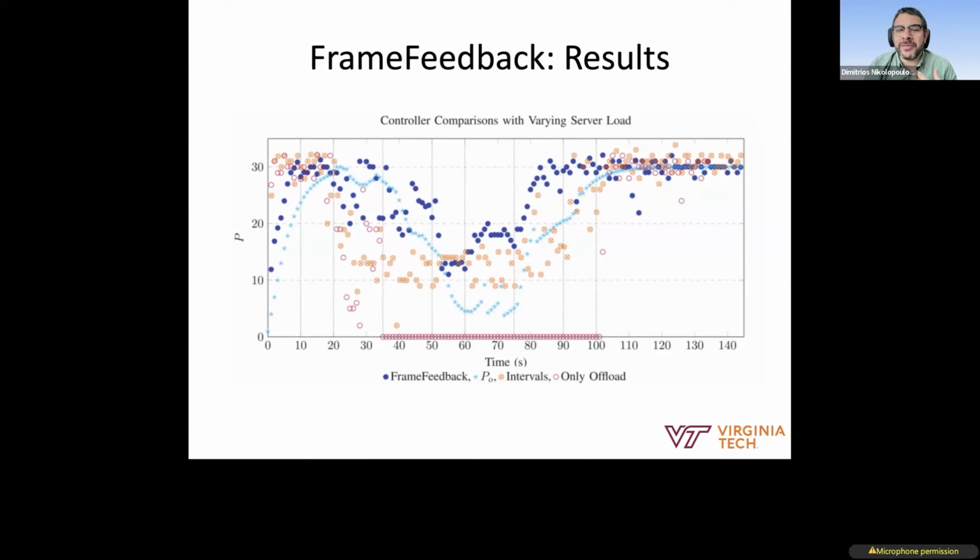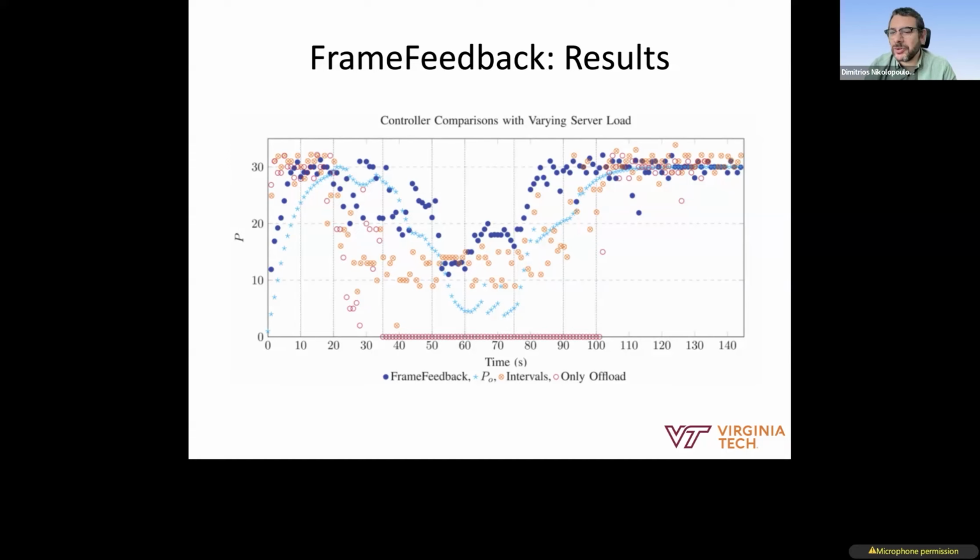So you have these orange diamonds, if you can actually see them on the screen, and they show an approach called intervals. This is a static time-based approach that alternates between local and server processing in intervals. And it tends to be more resilient, of course, than always offload, but it still suffers from a significant drop in throughput during the load spike. Then you have something called P0. P0 is a very simple control mechanism that doesn't have the derivative component of our approach. So it reacts to server conditions, but experiences more dramatic fluctuations and slower recovery.